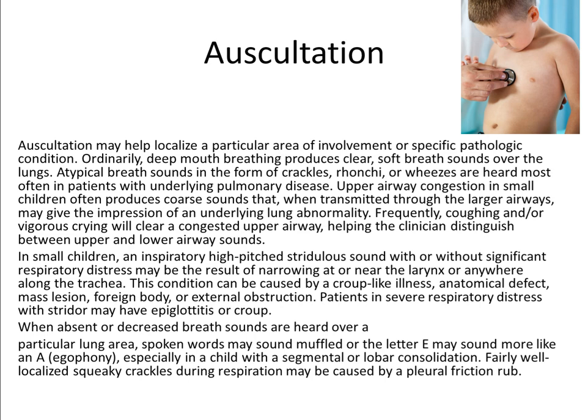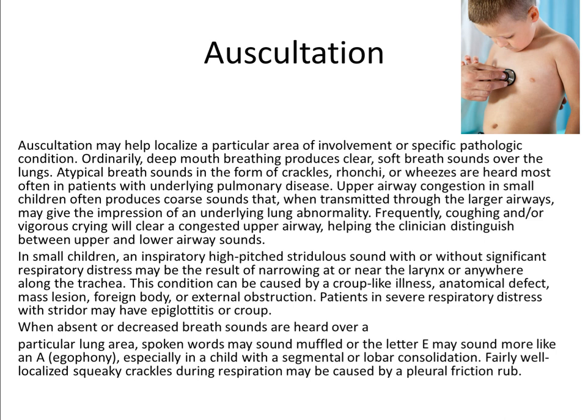Auscultation may help localize a particular area of involvement or specific pathologic condition. Ordinarily, deep mouth breathing produces clear, soft breath sounds over the lungs. Atypical breath sounds in the form of crackles, rhonchi, or wheezes are heard most often in patients with underlying pulmonary disease. Upper airway congestion in small children often produces coarse sounds that, when transmitted through the larger airways, may give the impression of an underlying lung abnormality.